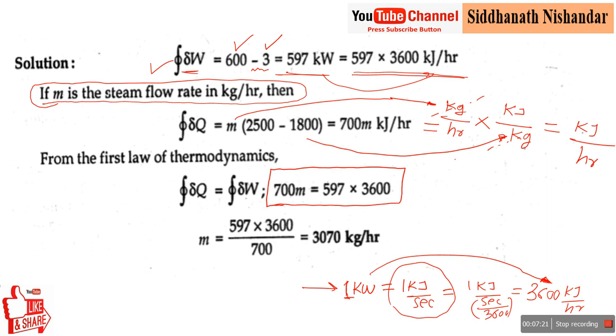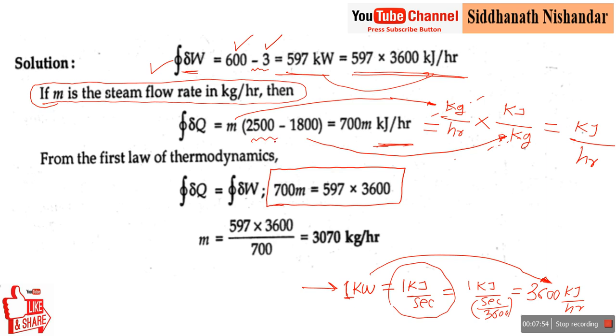Why this conversion? Because the Q in the given numerical is in kilojoule per hour. So we keep the same unit for Q and W. So the unit of W we converted into kilojoule per hour. If I assume M is the steam flow rate, then taking the summation of Q, because we have to find out the mass M, M is multiplied by the bracket.